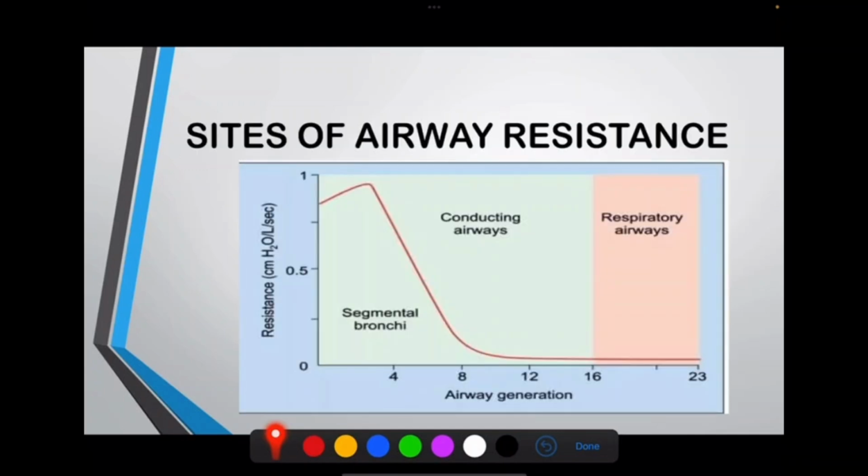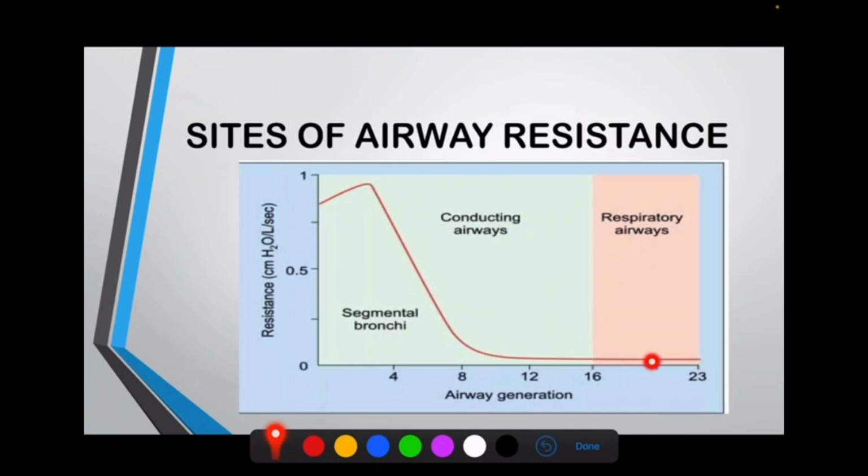When we see the site of the airway resistance, the segmental bronchi offer a great resistance, as these are very few in number, so they offer a greater amount of resistance to the air. When we look at the conducting airways, they are very large in number, therefore their surface area is also greater, and they offer very little resistance to the air. When we look at the respiratory airways, the main driving force in this area is diffusion.